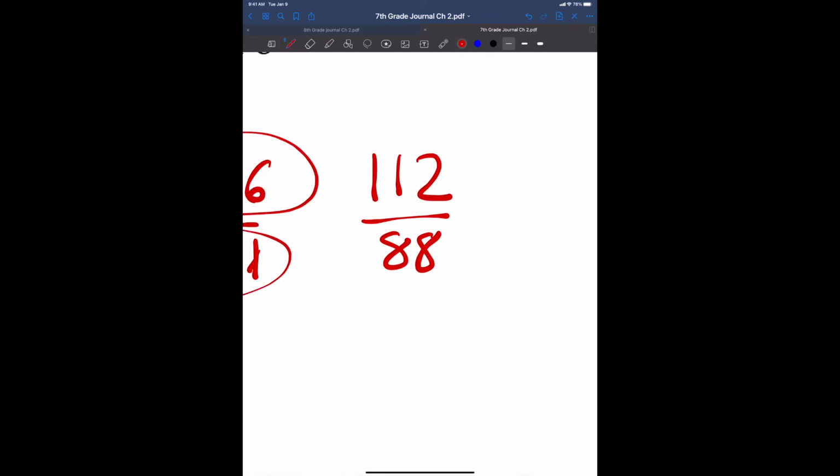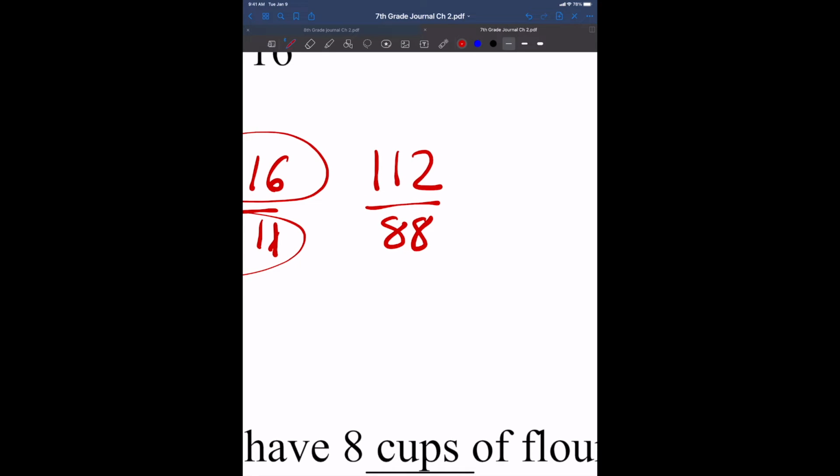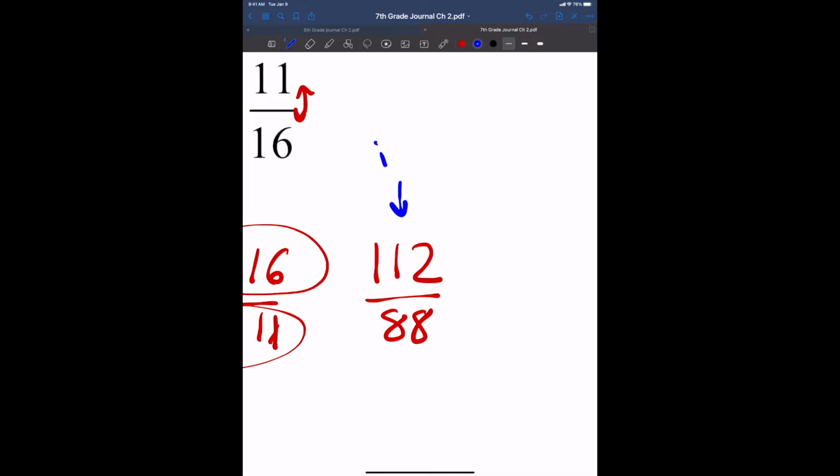Now, what do we call fractions when the big number's on top? They're called improper. Guys, do you see this little fraction that you just wrote? Go ahead and put an arrow right there and say improper. And take a highlighter and highlight that. I want your eyeballs to go right to it when you see it. Improper.